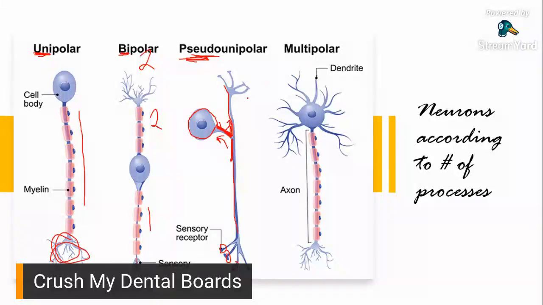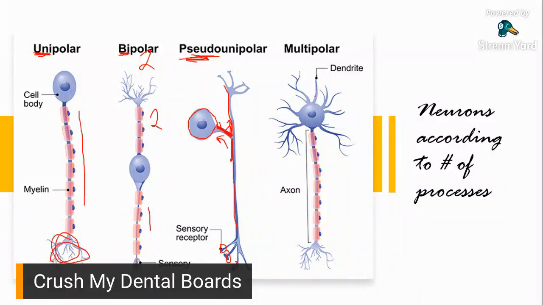Yeah, and then last but not the least, you have your multipolar neuron. Bakit siya tinawag na multipolar? Well, here you can see your dendrites. It's not just one or two or three, it's a lot of them. And then you have your single axon. So just remember, for axon, it's usually one, but then the axon terminal endings branch out.